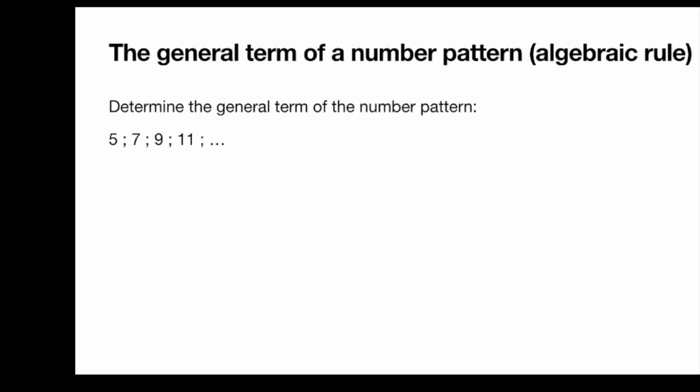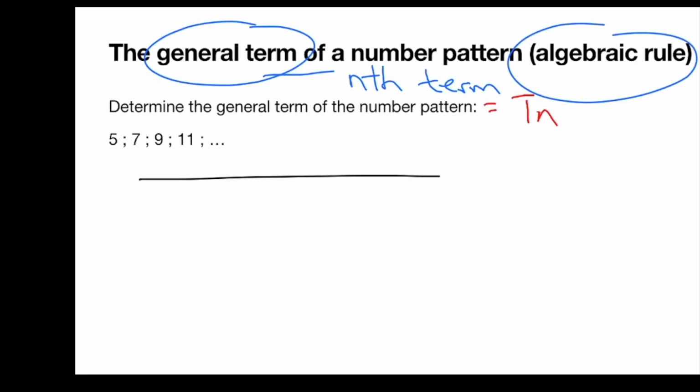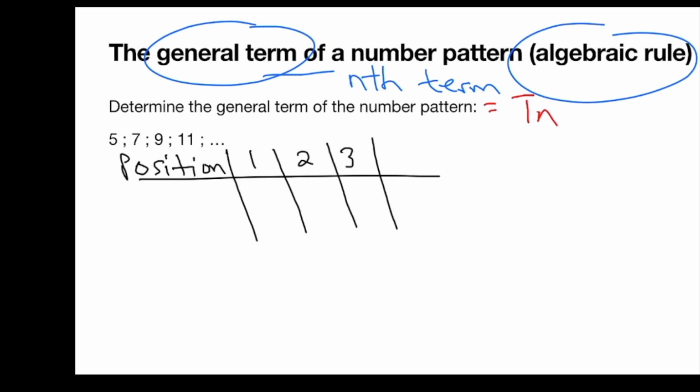And then we need to work out what we call the general term of the number pattern. The best thing to do is, let's use the position of these terms. So the position of the terms: there is a term in position 1, there is a term in position 2, there is a term in position 3, there is a term in position 4, and so on and so on. And then there is a term in position n.